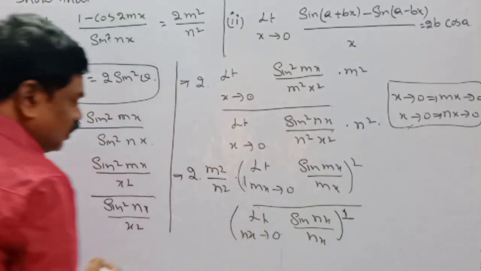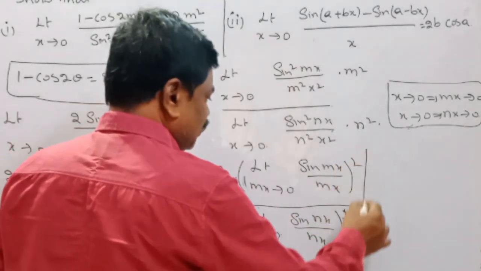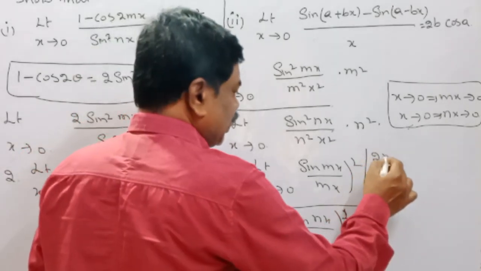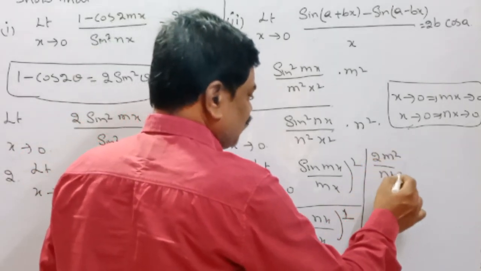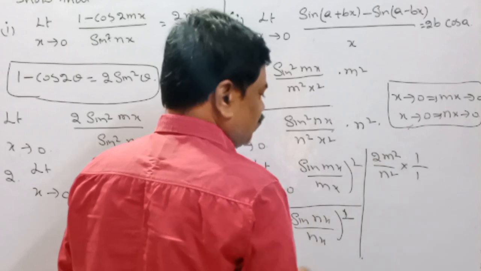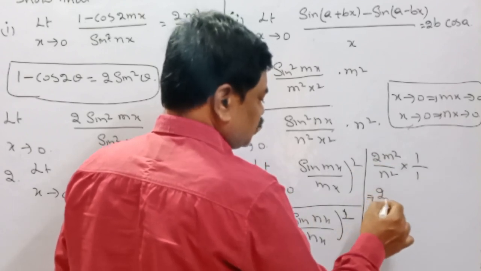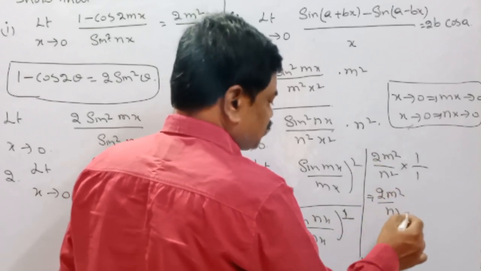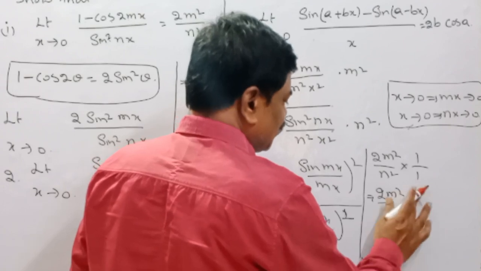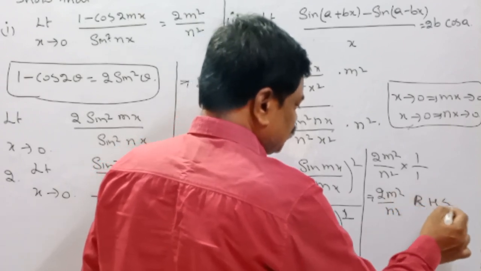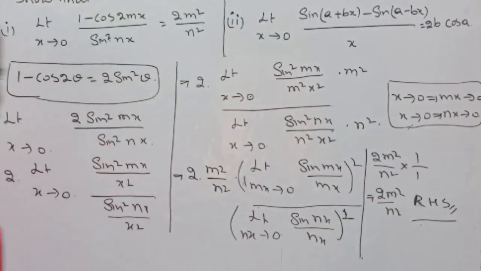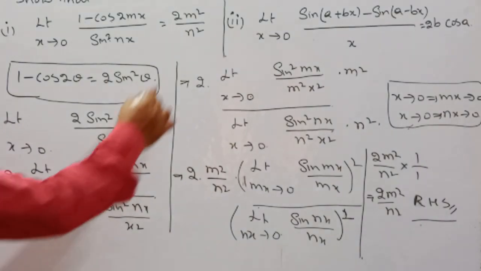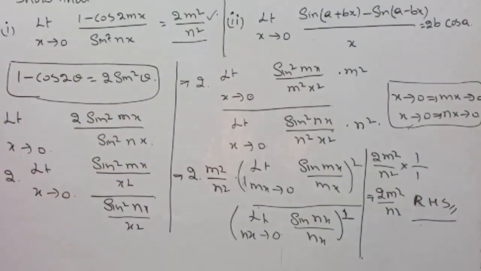So what is the value of this one? This value is 2m square by n square into 1 by 1, that is 2m square by n square. This is the RHS of the problem. RHS of the problem is 2m square by n square. That's all.